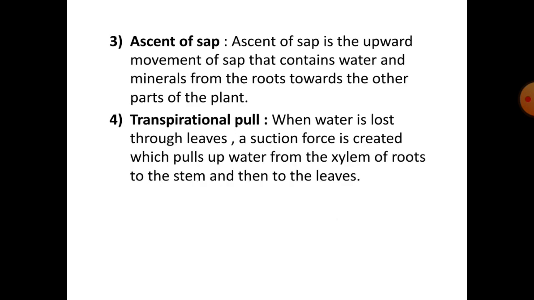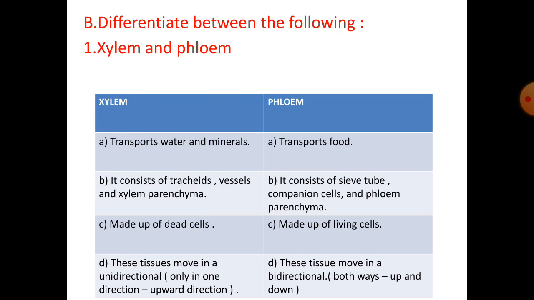3. Ascent of sap. Ascent of sap is the upward movement of sap that contains water and minerals from the roots towards the outer part of the plant. 4. Transpirational pull. When water is lost through leaves, a suction force is created which pulls up water from the xylem of roots to the stem and then to the leaves.